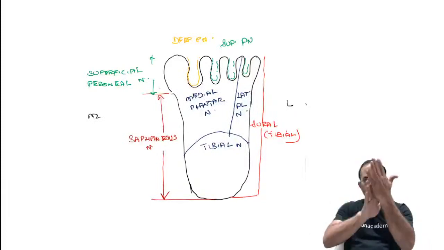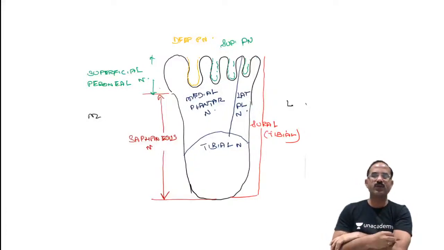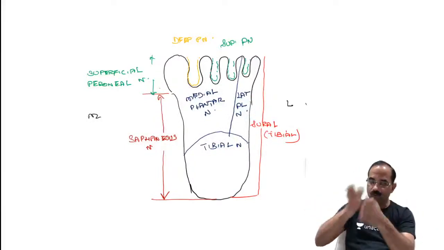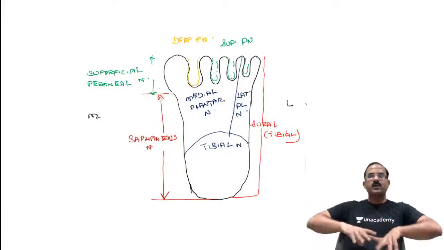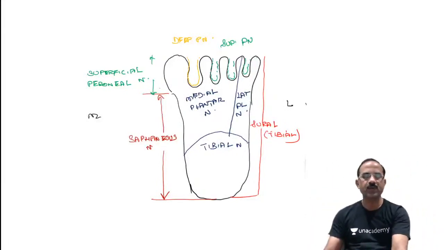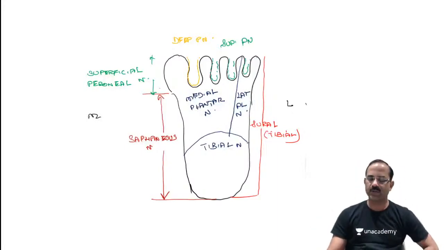That means the entire sole of the foot is supplied by whom? The tibial nerve. Okay, this is the sole, don't forget, this is not the dorsal aspect, this is the sole of the foot, the plantar aspect. I hope this is clear to all of you. You get plenty of MCQs, and plenty of options in the MCQs, on this.